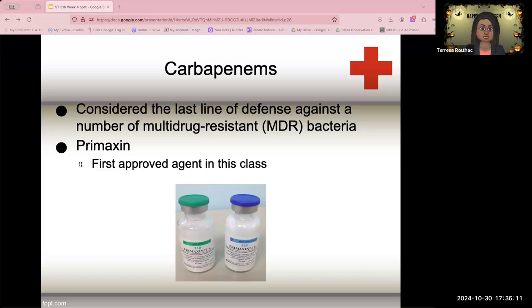These are often reserved for severe infections in our patients, particularly when other antibiotics fail or when dealing with suspected or confirmed MDR infections. Due to the increasing prevalence of antibiotic resistance, it is so important that we as surgical techs and healthcare providers understand how they work and what they're going to be used for.